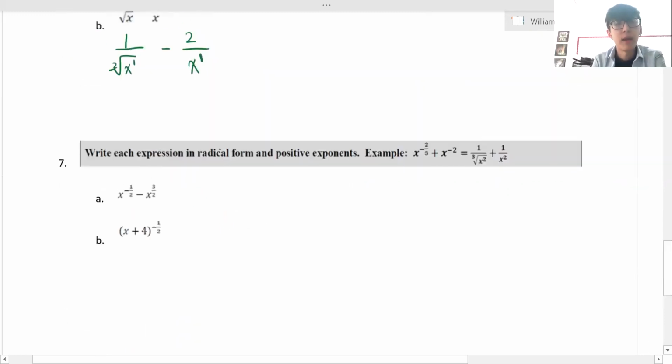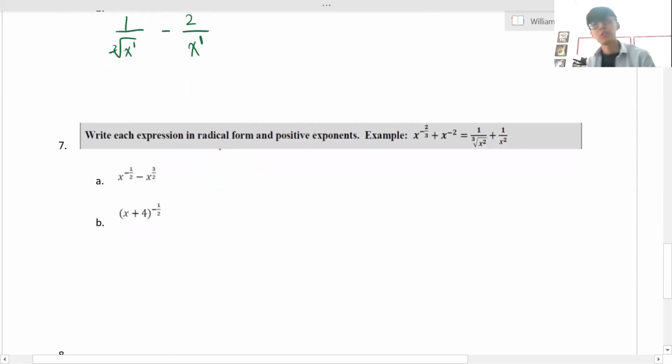Okay, 7: write each expression in radical form with positive exponents. So here we're kind of going in reverse. We have x to the -5/2 minus x to the 3/4. Let's try it this way. So x to the -5/2, let's first make it positive.